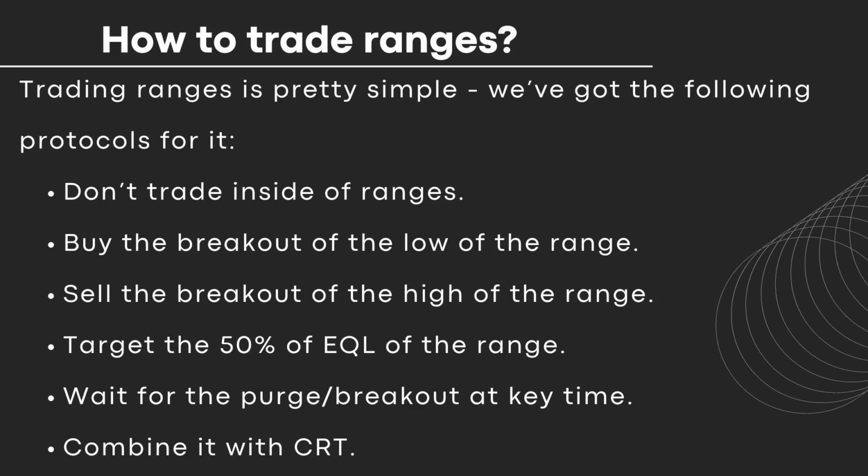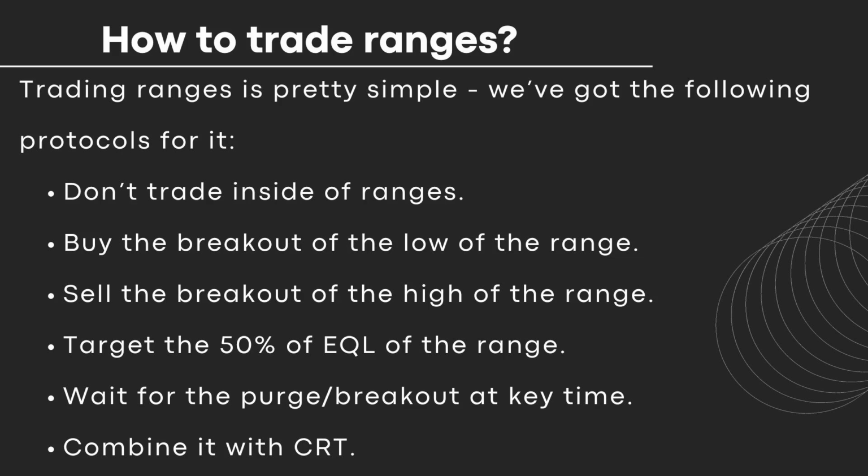Now, another important rule is to wait for the purge of either side of the range at a key time. This is important because you want to avoid lower probability purges and only trade those that occur at key times, such as from 3 to 4 a.m. Eastern time or from 8 to 9 a.m. Eastern time and so on. These are the key times which you must look for the purge.